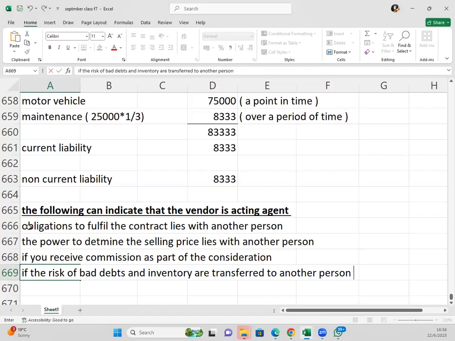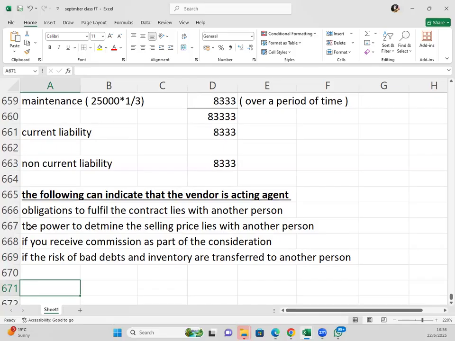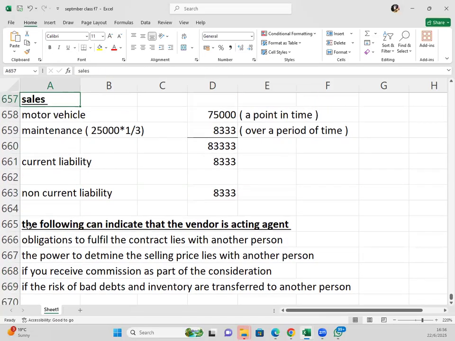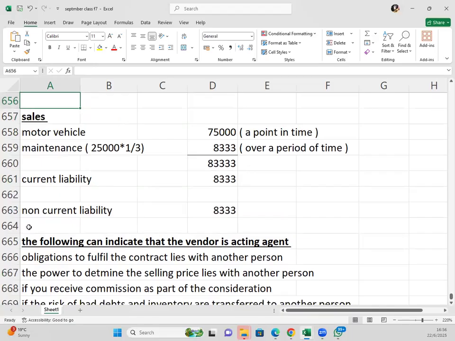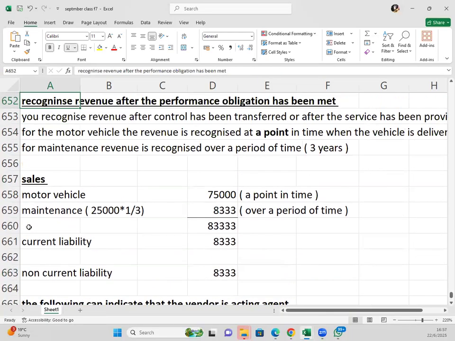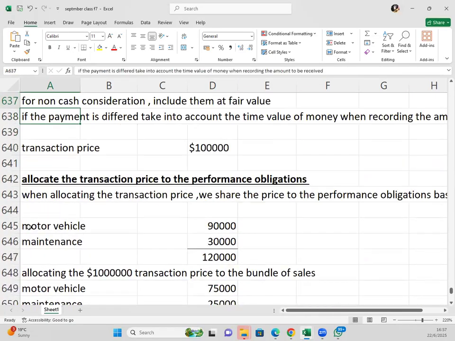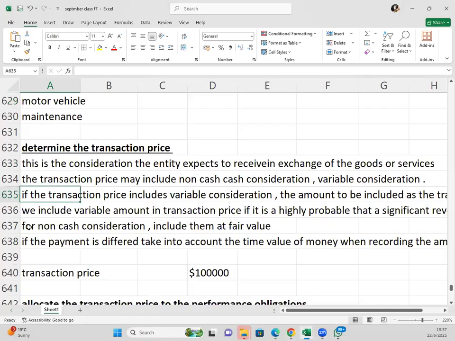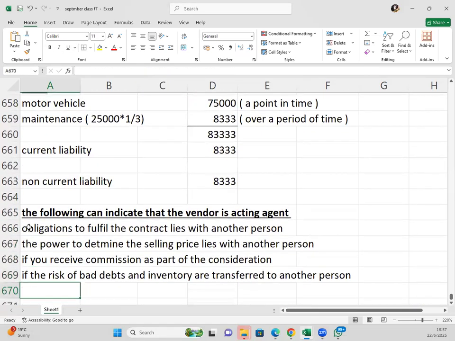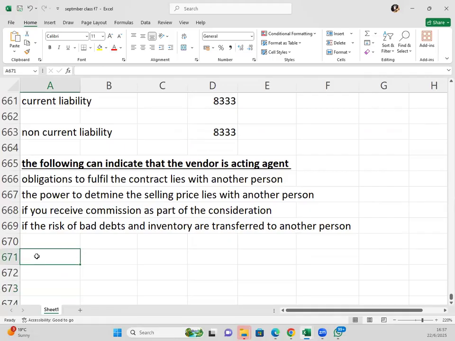Then one more point that I had forgotten to add, let me just put it here if I forget. Or we can go and add it to where it was supposed to be, determining the transaction price, or we can just add it here as an NB point. Let's just add it there.